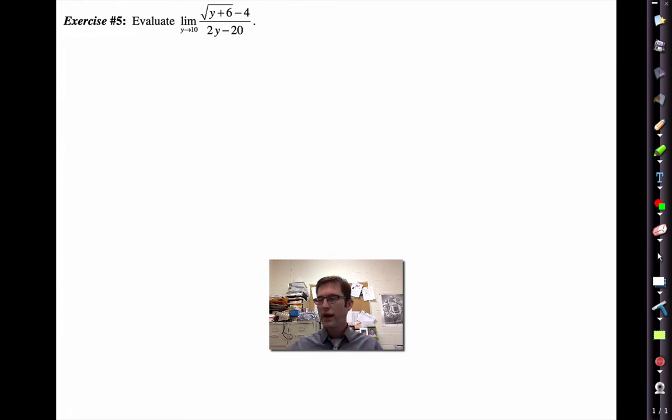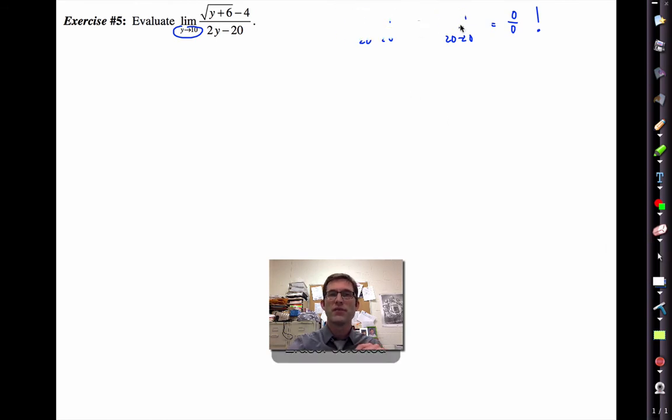Evaluate the limit as y goes to 10 of root y plus 6 minus 4 over 2y minus 20. Now again, if you substituted, what you would end up getting is root 16 minus 4 divided by 20 minus 20, which would be 4 minus 4 divided by 20 minus 20, and that would be 0 divided by 0, right? Most interesting limits.